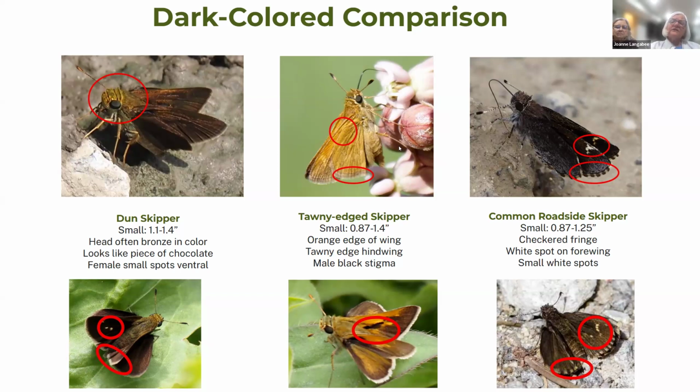The tawny edge is still kind of dark in comparison to the other ones. It's kind of a brownish, orangish in color. You look for this, if they sit still long enough, this orange edge to the wing.